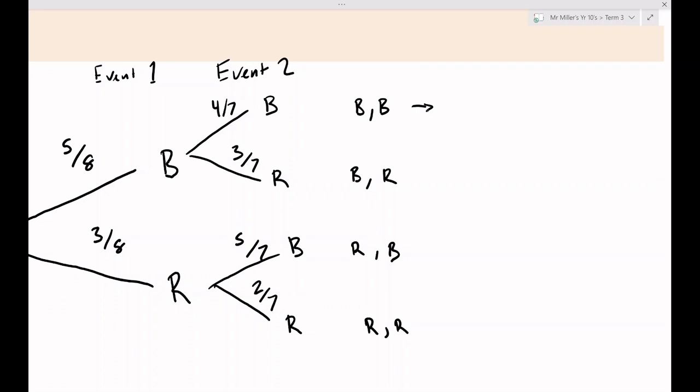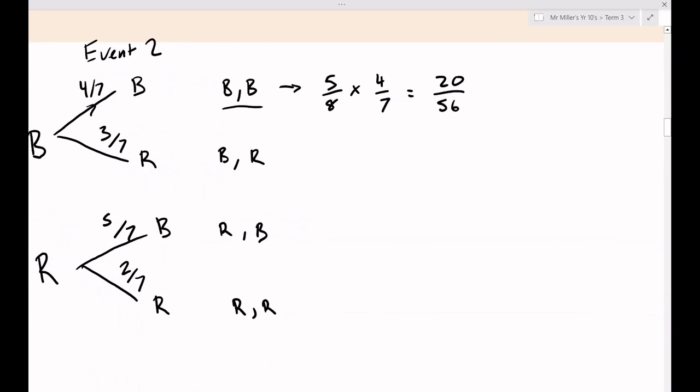So the way we find these probabilities, we just multiply the probabilities along the tree. So for BB, I see my first event, chance of getting a B, 5 in 8. My second event, chance of getting a B, 4 in 7. Chance of getting B, then another B, 5 on 8 times 4 on 7. That's 20 on 56. And of course, if we can, we should be simplifying: 10 on 28 and 5 on 14.